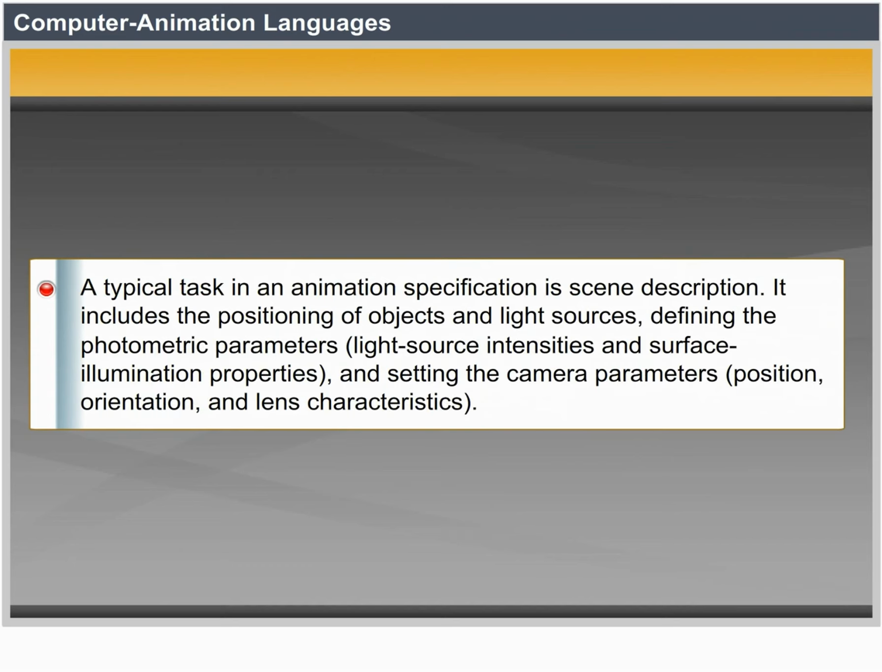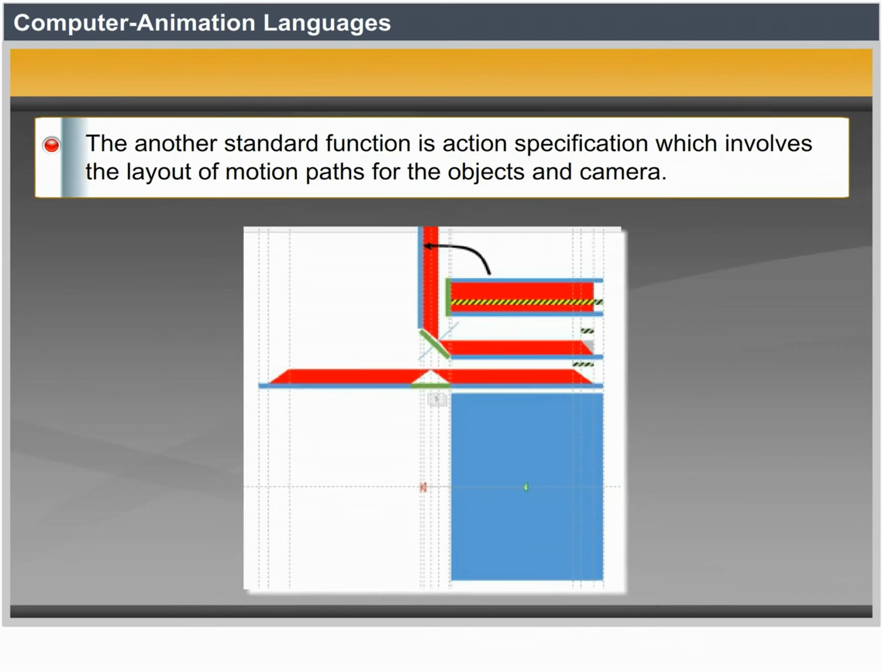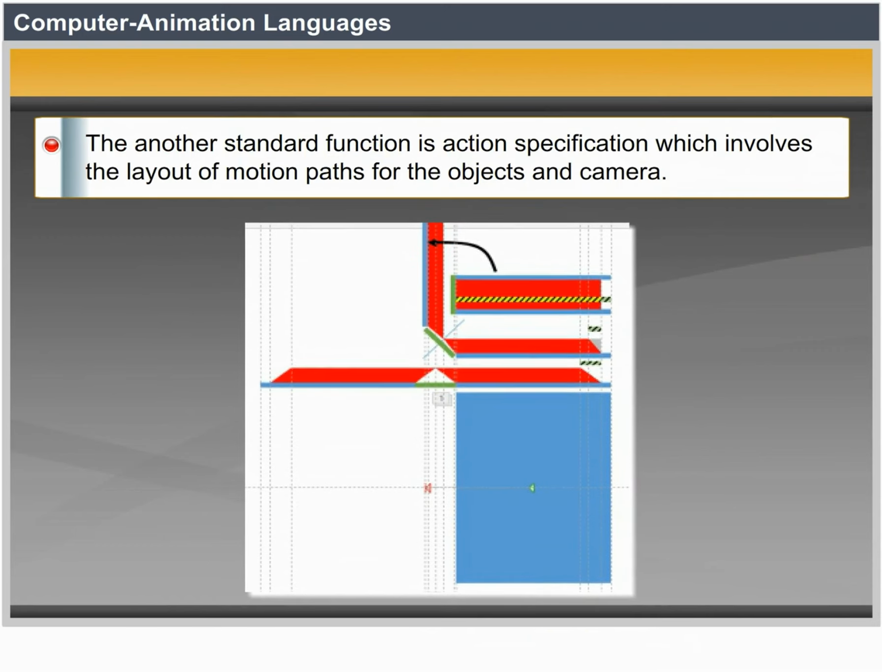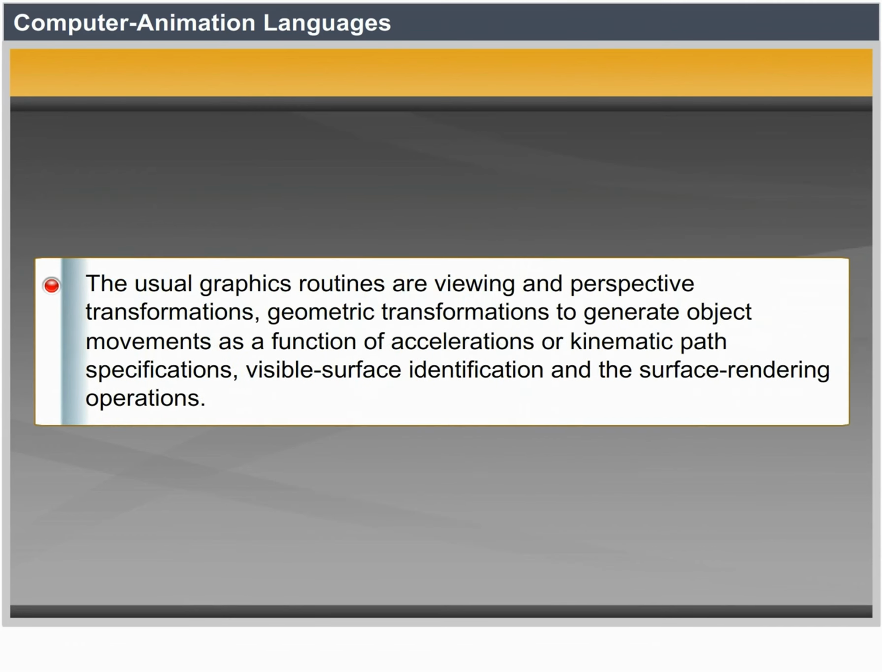This includes the positioning of objects and light sources, defining the photometric parameters, light source intensities, and surface illumination properties, and setting the camera parameters, position, orientation, and lens characteristics. Another standard function is action specification. This involves the layout of motion paths for the objects and camera, and we need the usual graphics routines, viewing and perspective transformations, geometric transformations to generate object movements as a function of accelerations or kinematic path specifications, visible surface identification, and the surface rendering operations.